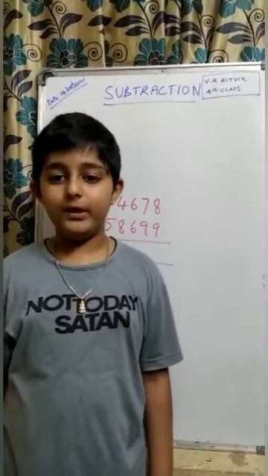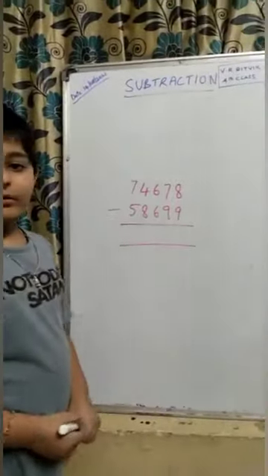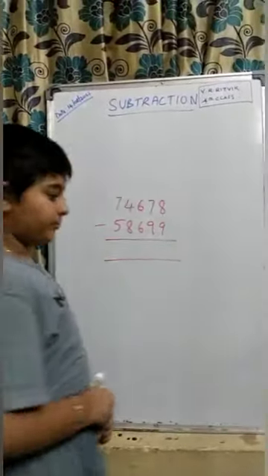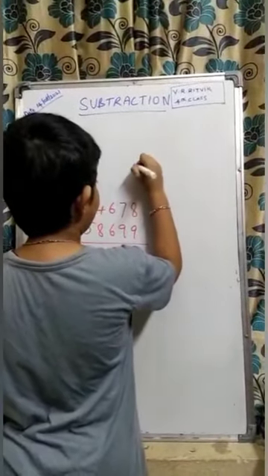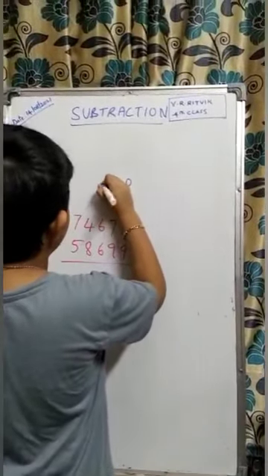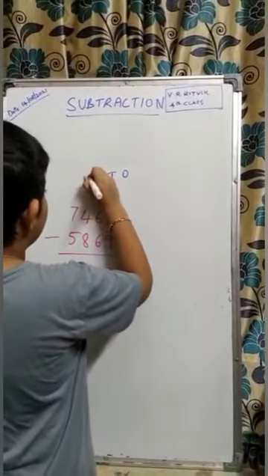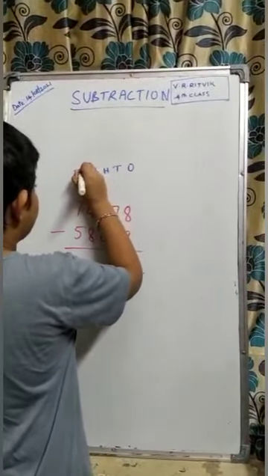Today I am going to explain how to do 5-digit subtractions. To solve the problem, first we have to note the place values. Ones, tens, hundreds, thousands, 10,000s.